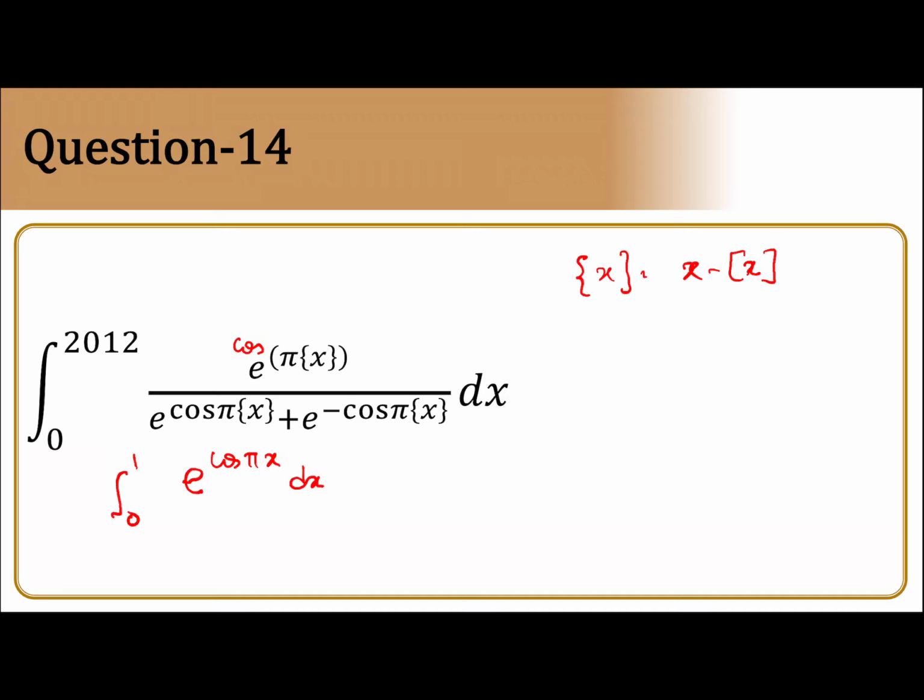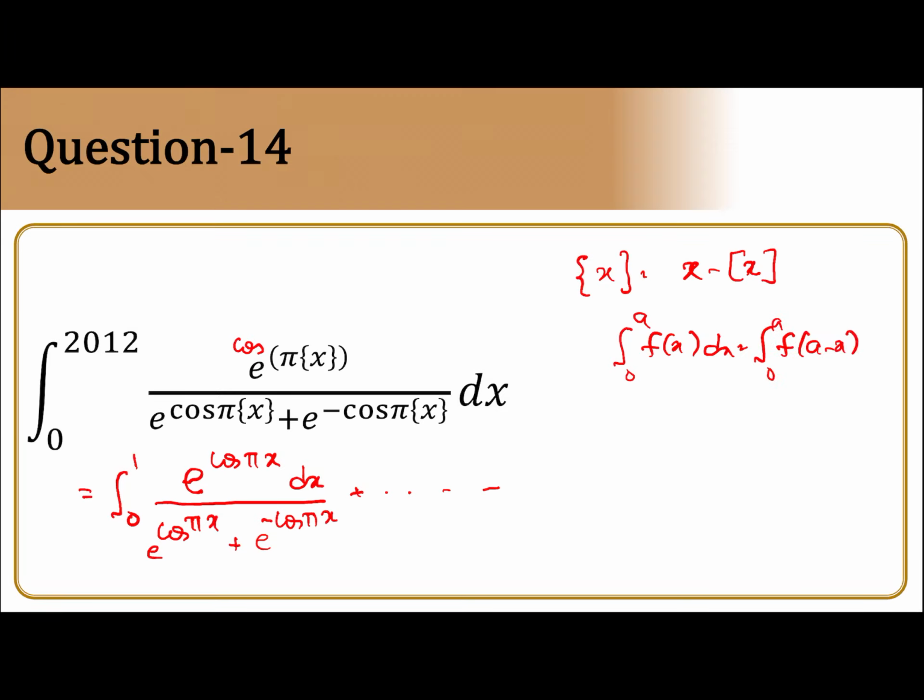dx, cos pi x dx by, you will get 1 by e to the power cos pi x plus e to the power minus cos pi x. Same way you keep on coming. So I have taken a step. This is in the form of e to the power cos pi x dx by e to the power. If I use the formula integral 0 to a f of x dx becomes integral 0 to a f of a minus x dx, it won't change. So automatically every integral will become 1 by 2.